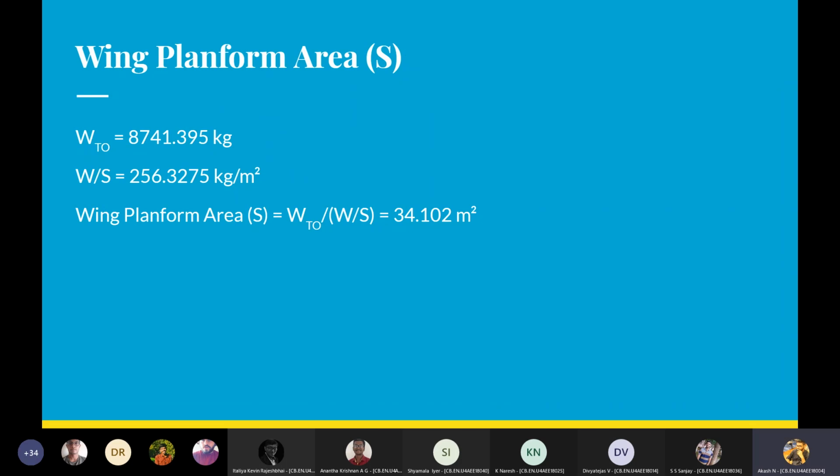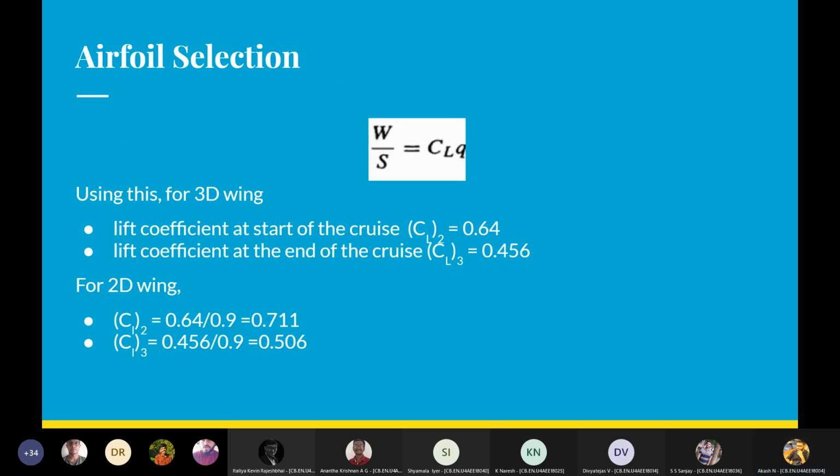So wing planform area. Since we know the takeoff weight and wing loading, we found the wing planform area to be 34.102 square meters. And airfoil selection. We found the 3D wing lift coefficient at the start and end of the cruise using the formula W/S equals CL times q. And using that, we even found it for the 2D wing, and the data are as shown.